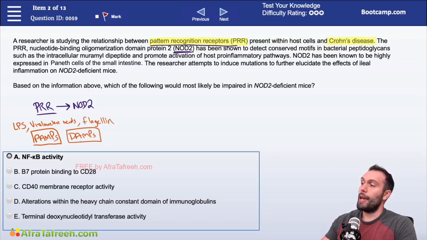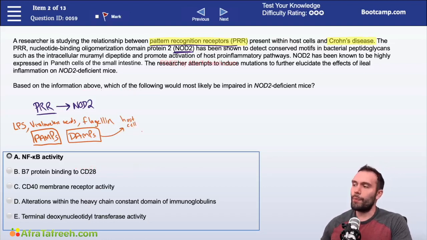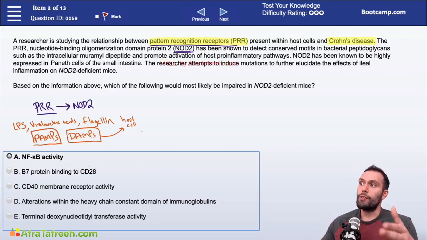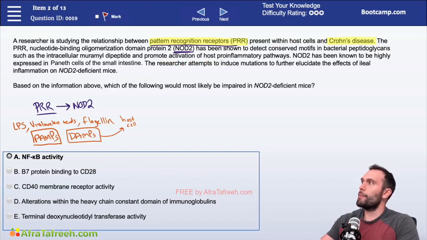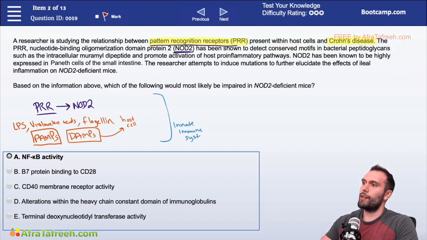And then the damage-associated molecular patterns are usually things from host cells. So if a host cell has defective DNA repair or something along those lines, for example, there are going to be very non-specific patterns that can be recognized to target that host cell for destruction. Again, these are non-specific. If something is non-specific, it's generally going to be part of the innate immune system, because these are non-specific patterns that set off that initial cascade.